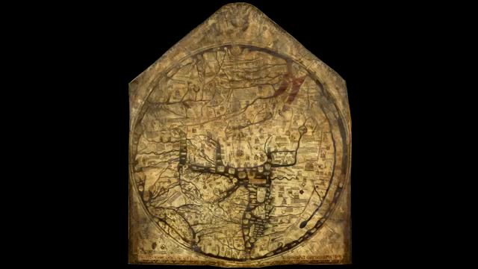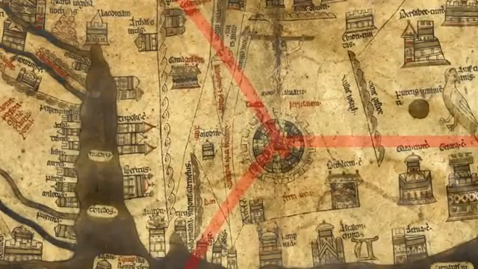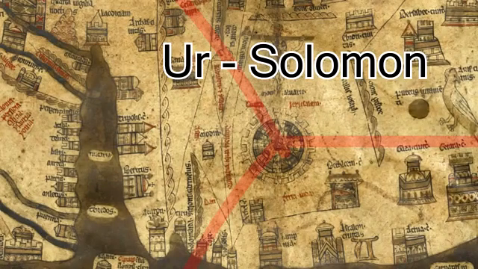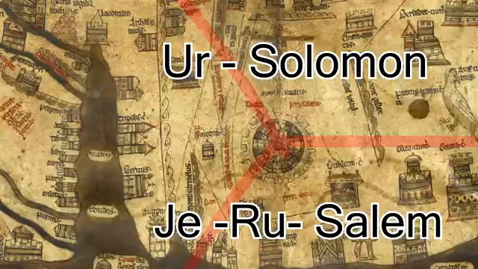Let's put the Solomon star on the Hereford map. So then you see the center of the star is Jerusalem. So I think the center of the star was called Ur Solomon. Ur stands for city. If you reverse Ur, you have Ru, probably Ra.